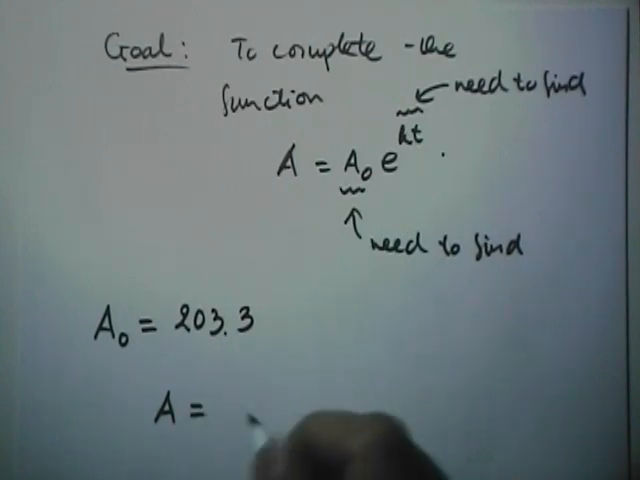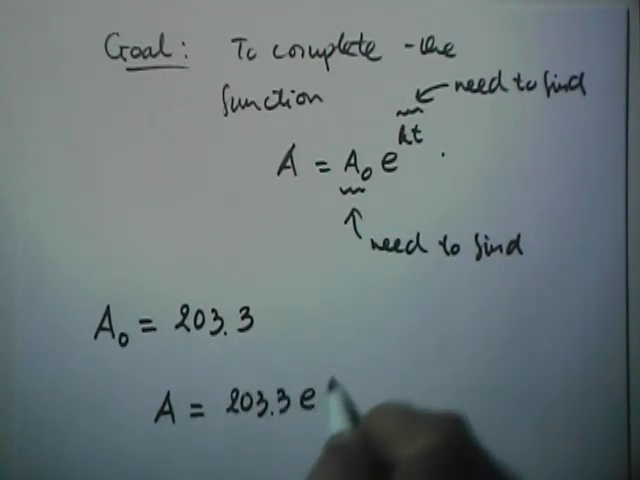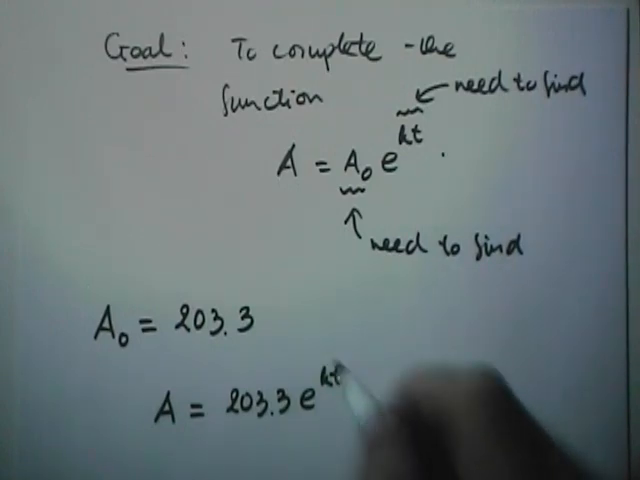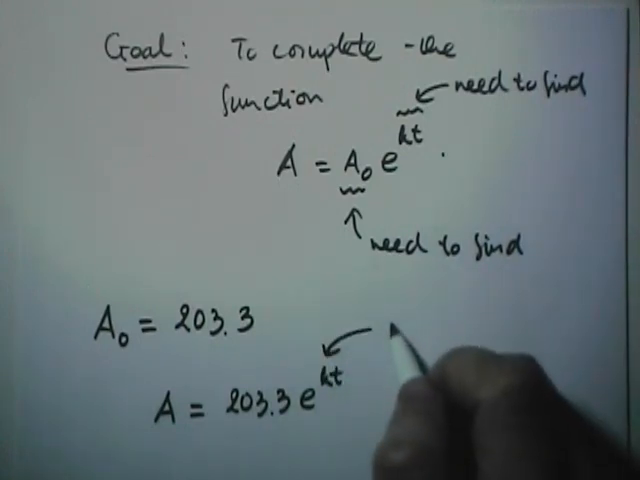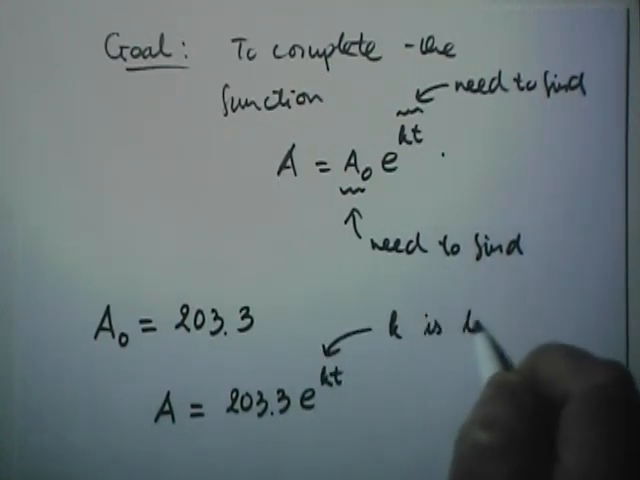You can rewrite the function as 203.3 times e to the kt. So we are one step closer to the answer now. The remaining job here is to find k. k is left to find.